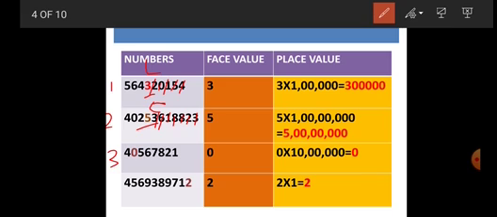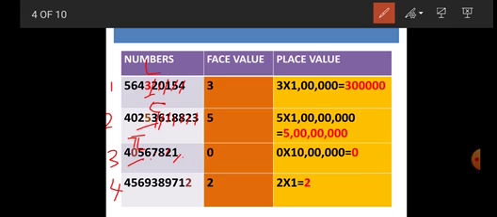Third example, the colorful digit is 0. The face value of 0 is 0. And the place value of 0: ones, tens, 100, 1000, 10,000, lakh, 10 lakh. 0 multiplied by 10 lakh equal to 0. Because when 0 is multiplied by any number, the answer is 0.